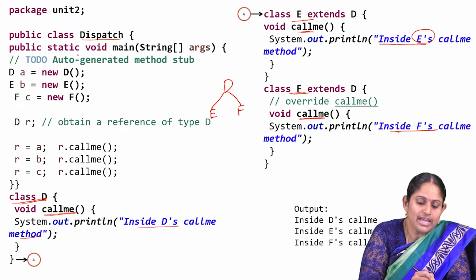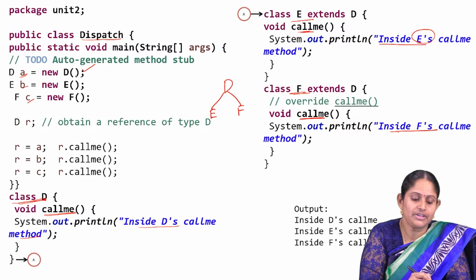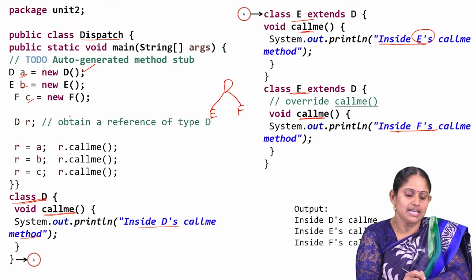Now we have this testing class, Dispatch. Inside Dispatch, we are creating three objects of D, E and F, which are A, B and C. Three objects of the D, E and F classes are created.